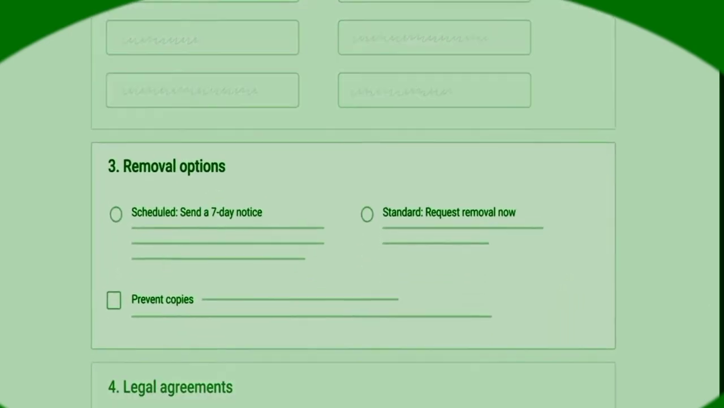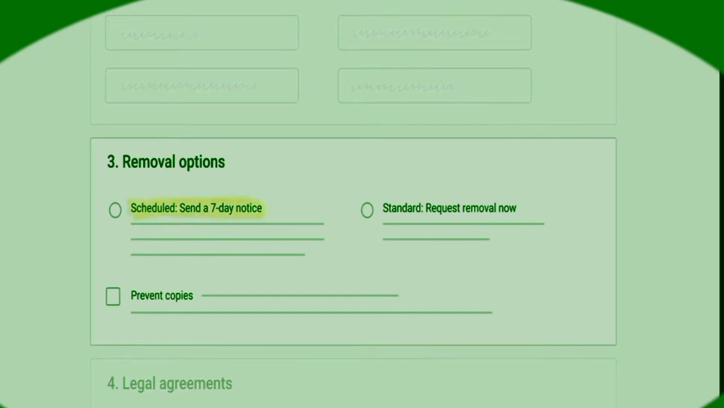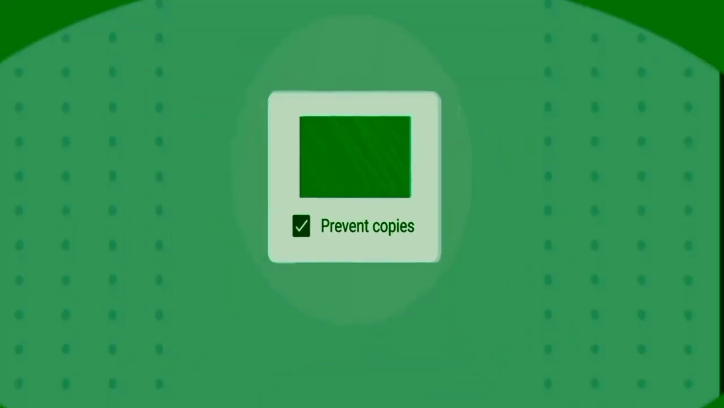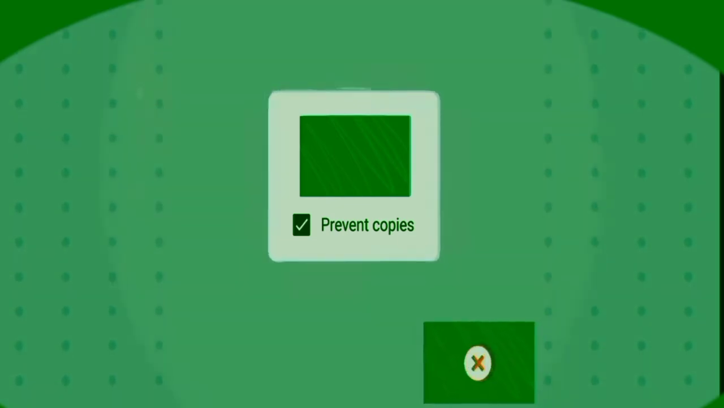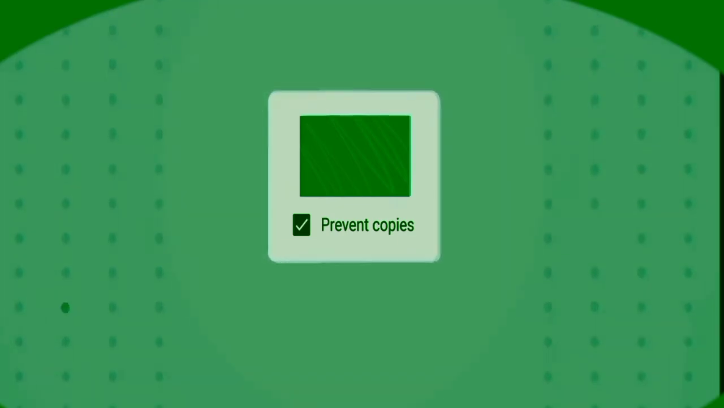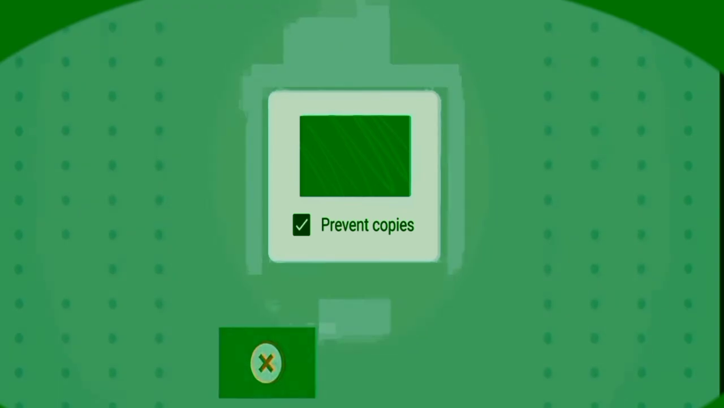There are 2 takedown options: scheduled, which sends the uploader a 7-day notice, or standard, which requests immediate removal once the takedown is validated. Note that when you fill out the takedown form, you'll also have the option to automatically prevent copies of your video from being uploaded to YouTube, which means they won't show in the Copyright Match tool as matches, but rather will be automatically prevented from being uploaded in the first place.